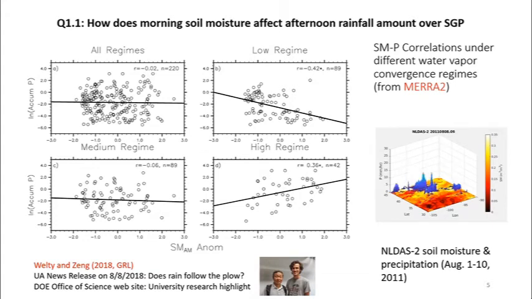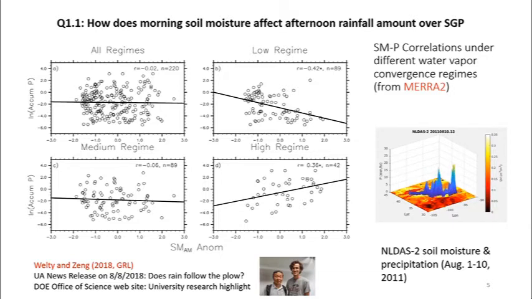But at the same time, our own innovation is to recognize the land surface effect on the atmosphere is modulated by large-scale convergence of water vapor. So what we did was a very simple idea. We stratified the atmospheric state into 3 regimes: low, medium, and high regimes in terms of water vapor convergence.